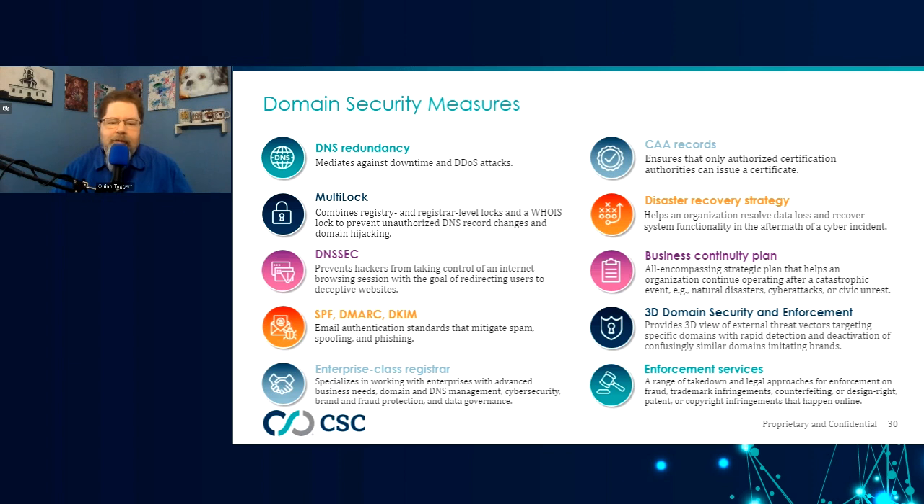So there are a bunch of different security measures to help you mitigate some of these potential risks. CAA records are a big key. They ensure only authorized certificate authorities can actually issue a certificate for your domain names. It's a free thing to go and set up. It's just a matter of getting things configured. Registry lock, we talked about that earlier. And of course, making sure that you have an enterprise class registrar.